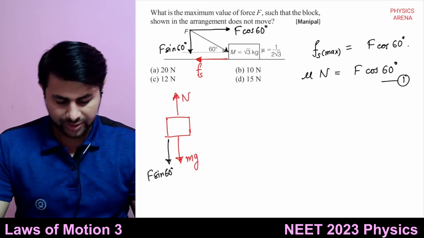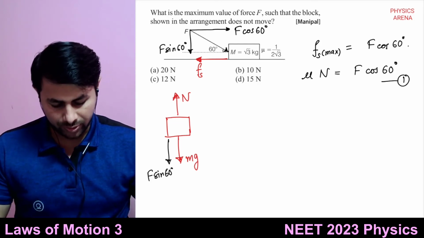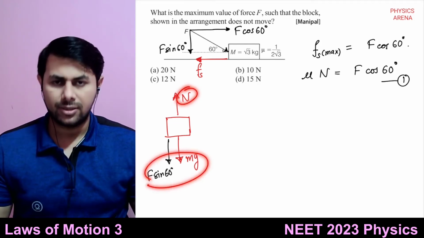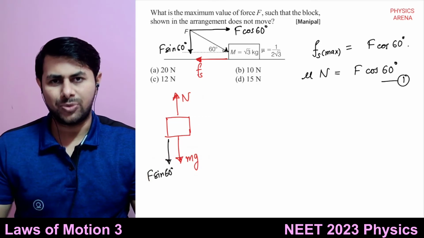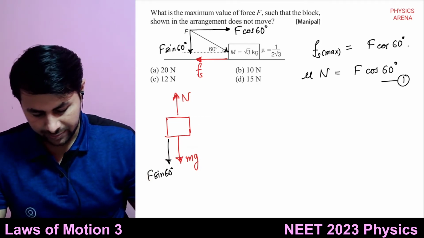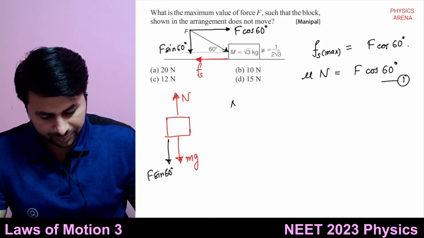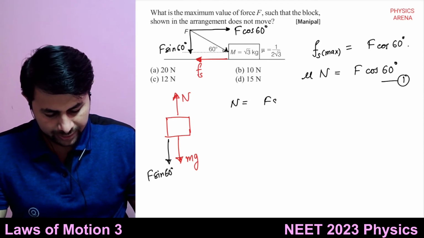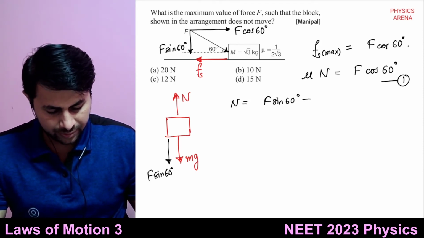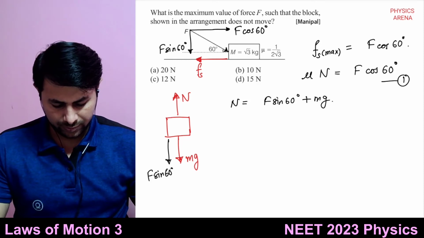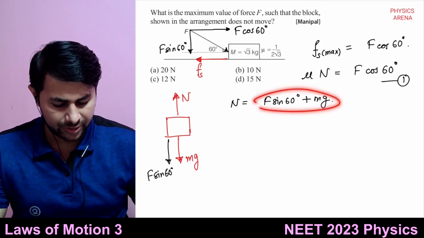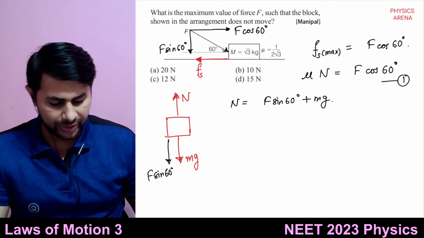So what can we say? That N is equal to, the total upward force is equal to total downward force. Okay, so force is balanced, and that's why I can say N is equal to F sin 60 plus mg. So let's substitute that here. So what do we get?